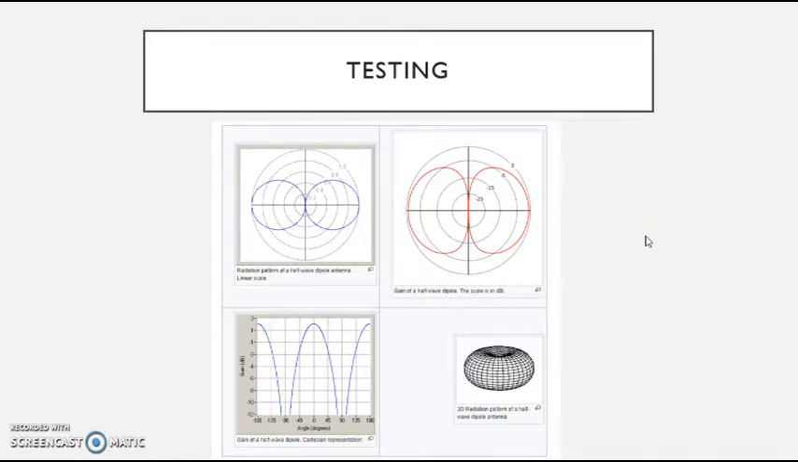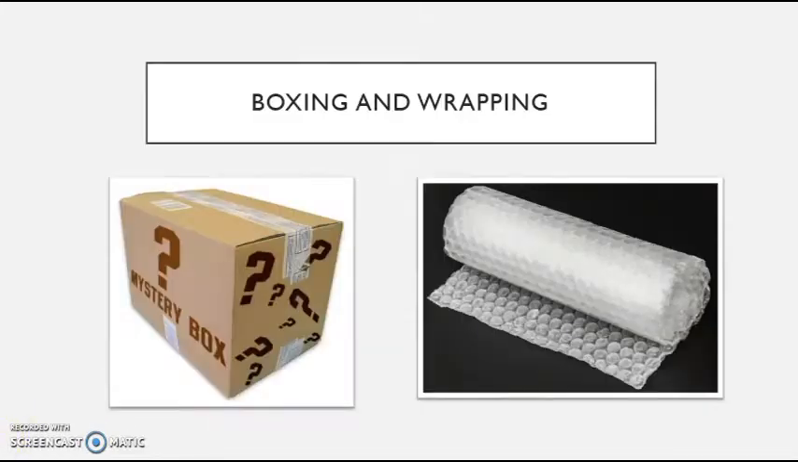Some manufacturers accept or reject their antenna depending on whether it meets the criteria or the tolerance of their work. If the antenna is within the tolerance or within the specification or characteristic of a working antenna, then we can box and wrap it using carton and bubble wrap. So that's how you create a simple antenna, a log periodic antenna. Thank you for listening.